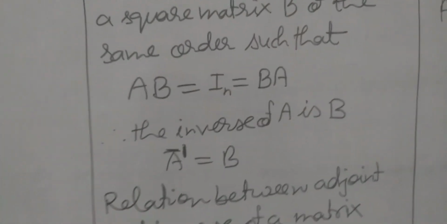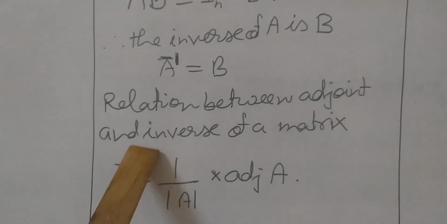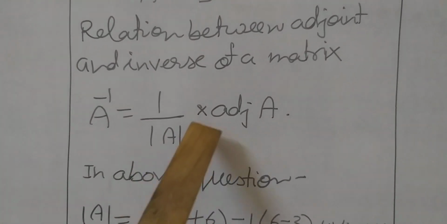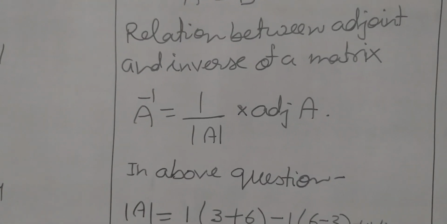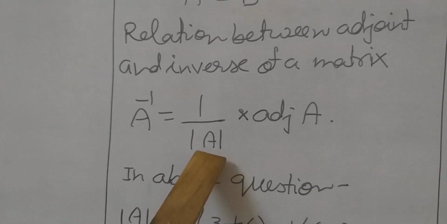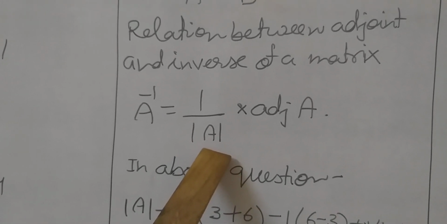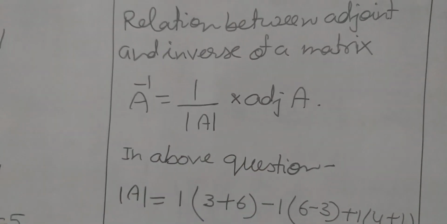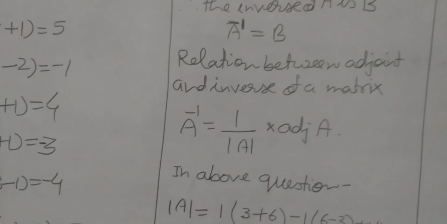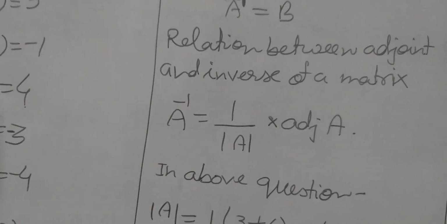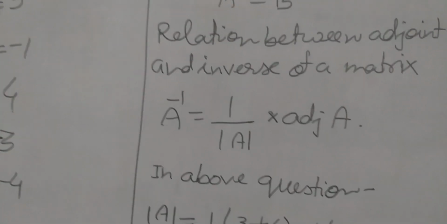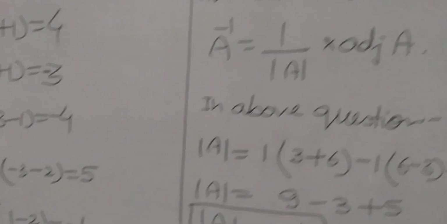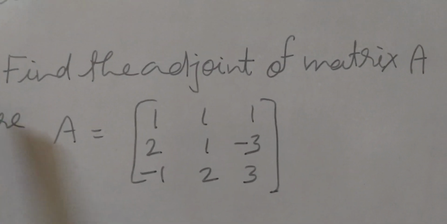Okay, what is the relation between adjoint and inverse? So A inverse equals 1 upon determinant of A into adjoint A, where I told just now students A should be a non-singular matrix. If A is a singular matrix, then determinant of A is 0, then inverse does not exist. Correct students? So for getting inverse, you have to remember the matrix should be non-singular. So let us take the above example, these questions.